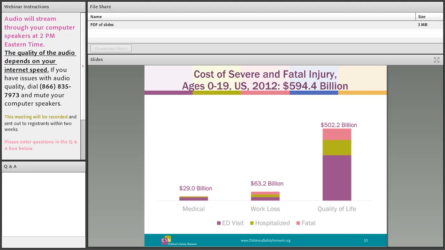This slide shows the contribution of different levels of treatment and death within each cost category. So again, the bulk of medical spending results from those non-fatal injuries. You can barely see that sliver of pink for fatal injuries. Hospitalized, in particular, and fatal injuries contribute in larger portions to work loss and quality of life loss.